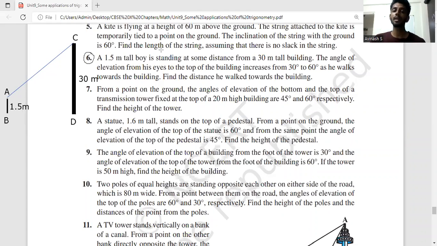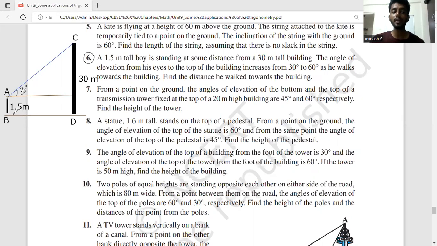So what they're trying to say here is, let us draw the floor. Like let me draw the ground. So this is the ground. Let us imagine AB to be the boy and let us imagine CD to be the building. Height of the boy is given as 1.5 meters and height of the building is given as 30 meters. So now what happens is the angle of elevation of this boy currently is around 30 degree. So this is the angle. So this is 30 degree.